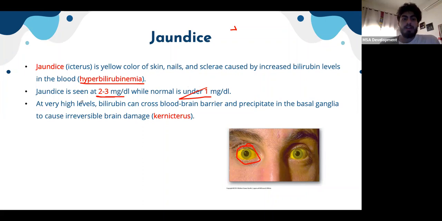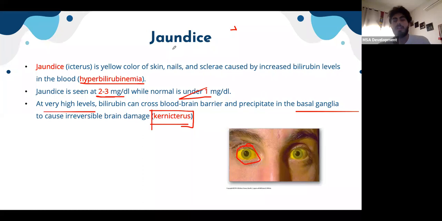Okay, so at very, very high levels, bilirubin actually can cross the blood-brain barrier and precipitate in the basal ganglia. In the basal ganglia, it gives you irreversible brain damage, and it's called kernicterus. So kernicterus is not a form of jaundice. It's a symptom of jaundice that happens when there's irreversible brain damage to the basal ganglia.